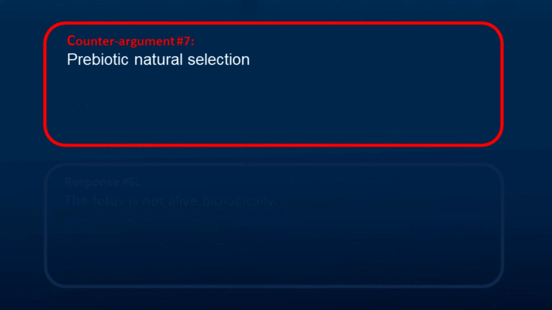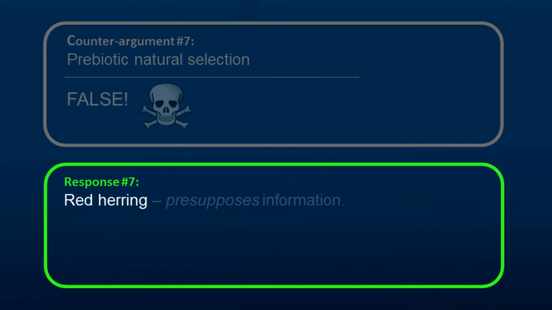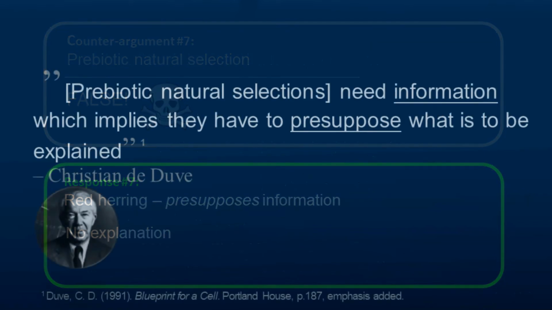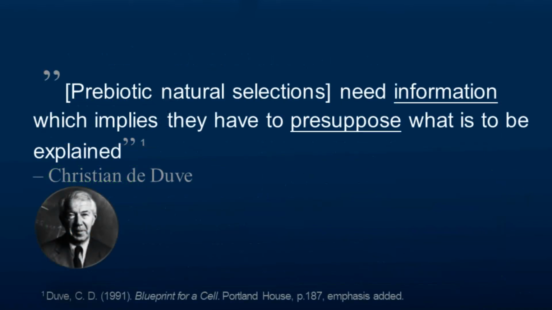Another counterargument is about the prebiotic natural selection. This argument is a red herring since it presupposes the presence of information. Therefore, it provides no explanatory power for the information in DNA. The secular scientist Christian de Duve said the following, quote, "Prebiotic natural selections need information which implies they have to presuppose what is to be explained."